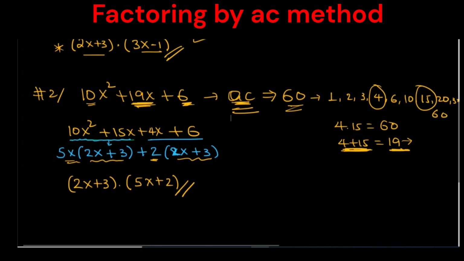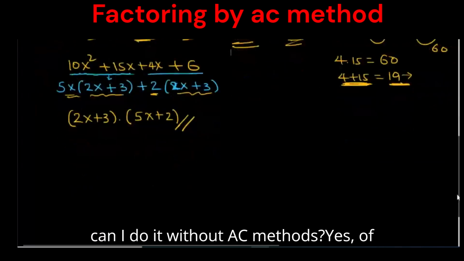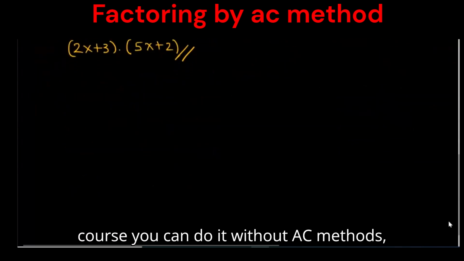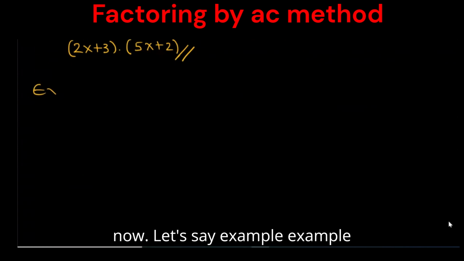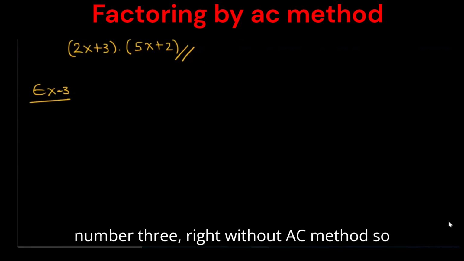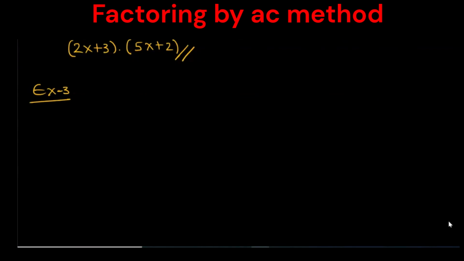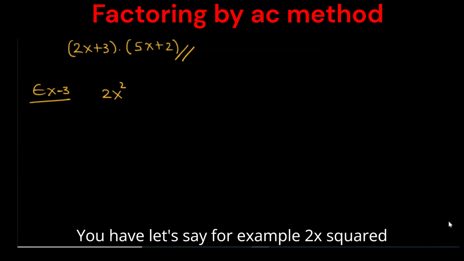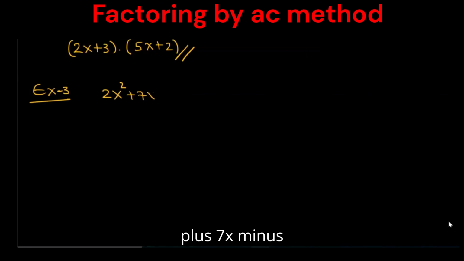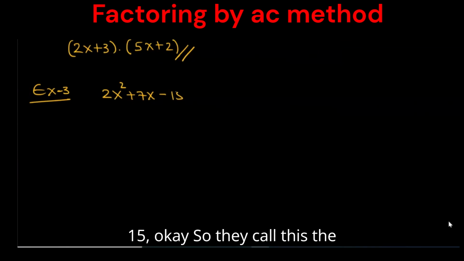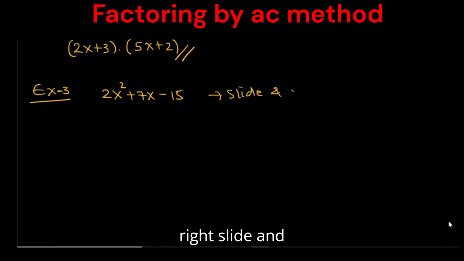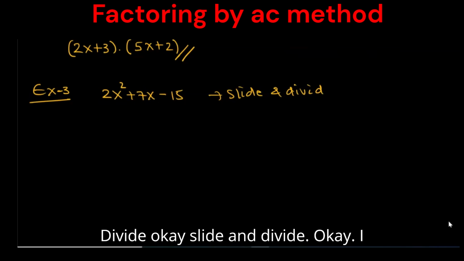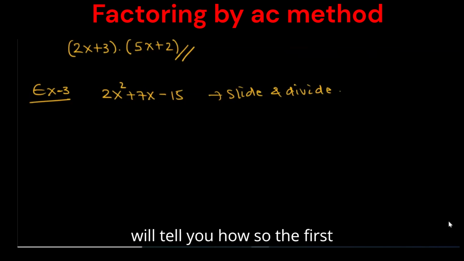All right. Now, can I do it without the AC method? Yes, of course you can. Let's see what we can do. Let's say example number 3, without the AC method: 2x squared plus 7x minus 15. They call this the slide and divide method. I will tell you how.